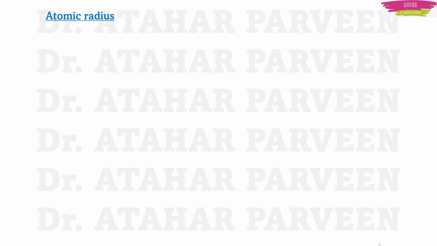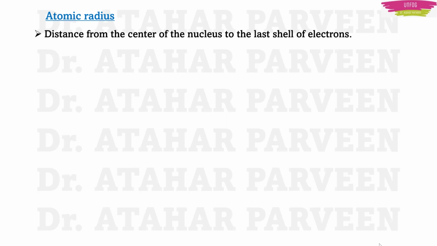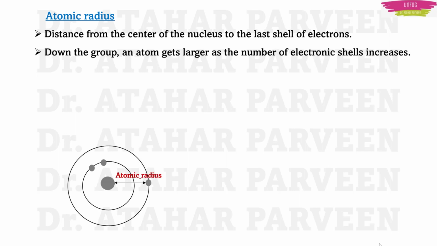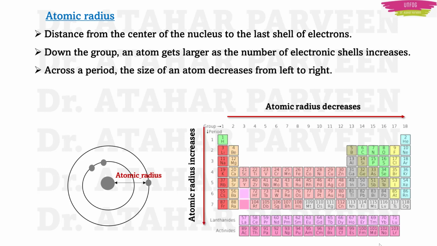What is atomic radius? Atomic radius is the distance from the center of the nucleus to the last shell of electrons. You can see here in this picture, the distance from the center of the nucleus to the last shell of electrons.